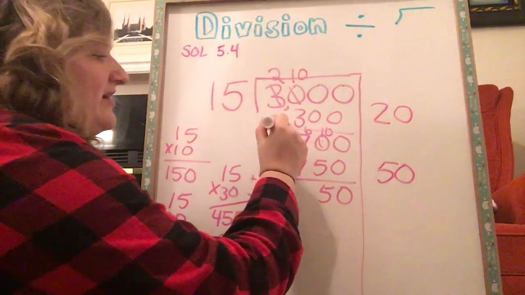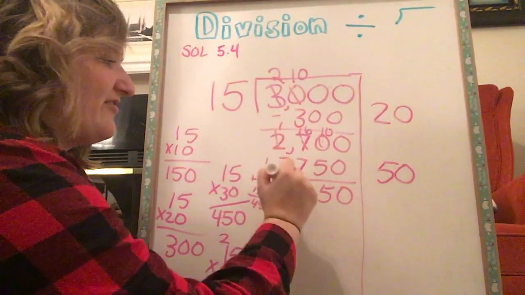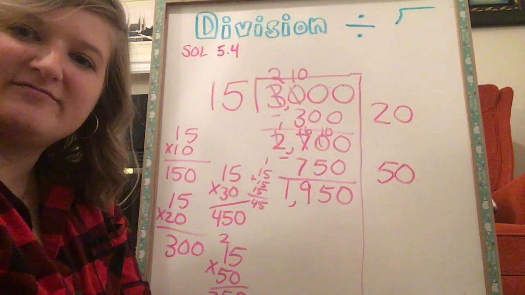So what I have to do is regroup from here. 16 take away 7 would be 9. And I have nothing here. 1 take away 0 would be 1. All right. Let's do another 50.